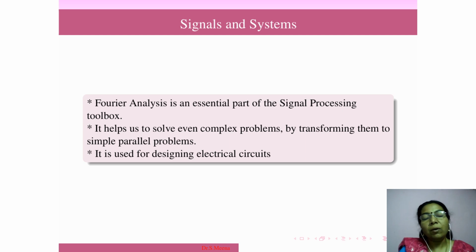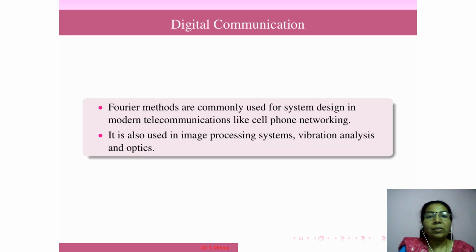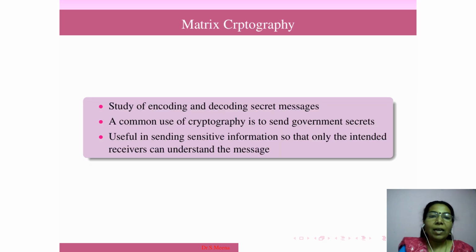It solves even many complex problems by transforming them into simple parallel problems. Also, it is used for designing electrical circuits. And in digital communication, Fourier methods are commonly used for designing modern telecommunications like cell phone networking. It is also used in image processing systems, vibration analysis, and optics. In matrix cryptography also, it is used to study encoding and decoding secret messages. A common use of cryptography is to send government secrets. It is useful in sending sensitive information so that the receivers can understand the message very easily.